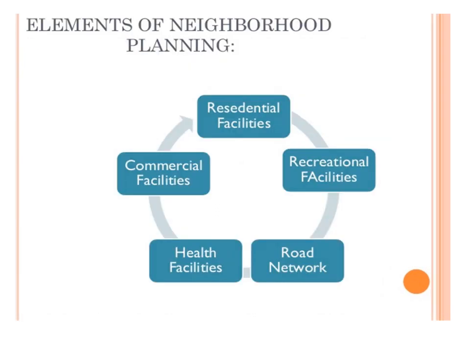This particular slide refers to the interrelationship between the different elements of neighborhood planning. It includes residential facilities, commercial facilities, health facilities, road network and recreational facilities.